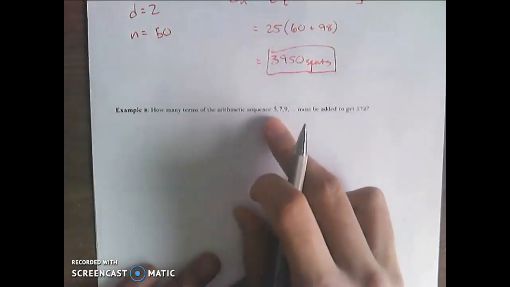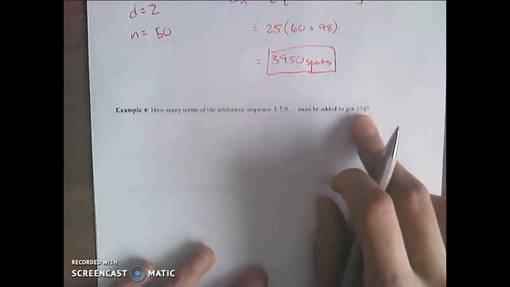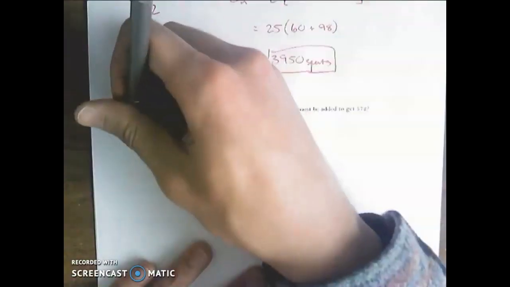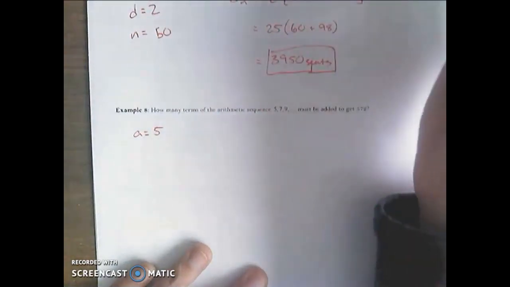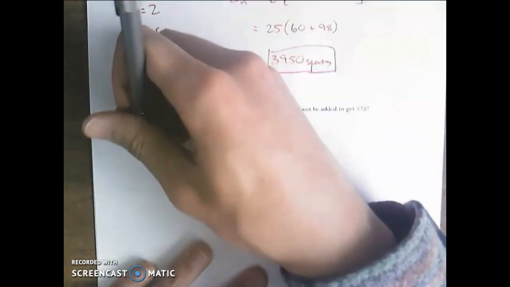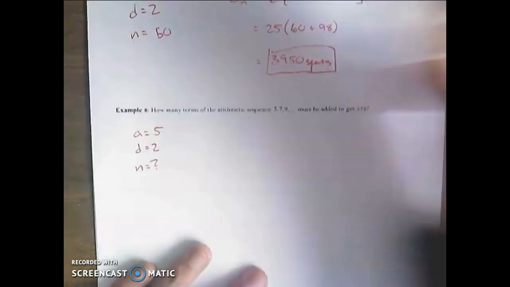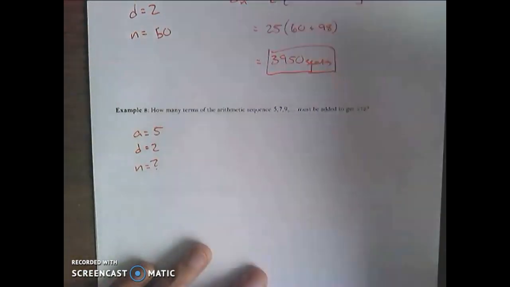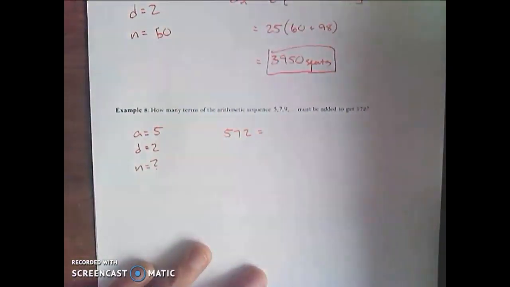Here I've given you an arithmetic sequence, 5, 7, 9, and I want to know how many terms you have to add up in this sequence in order to get a partial sum of 572. So we're kind of working backwards here. Your initial term, your first term, is 5. Your common difference, each time it goes up by 2. And I want to know n. So I'm giving you the partial sum. It all adds up to 572, and then we plug it back into the formula.